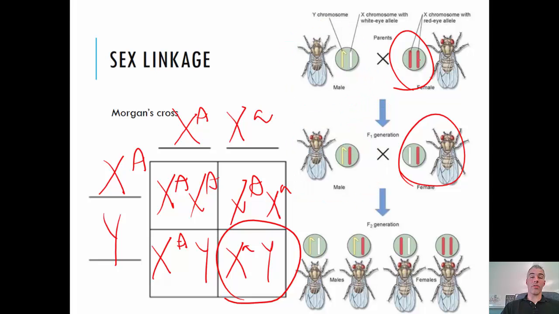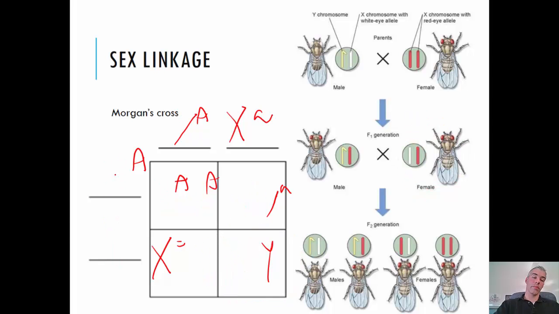So you still get a 3-to-1 ratio. If you don't look at sex at all, you get a 3-to-1 ratio of individuals that have red eyes versus individuals that have white. But all of those individuals that have white eyes are males. As I said, that's how you can tell if it's a sex-linked trait.